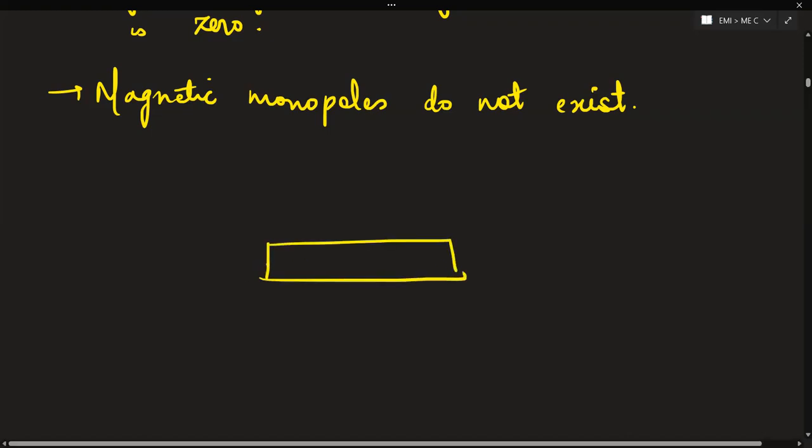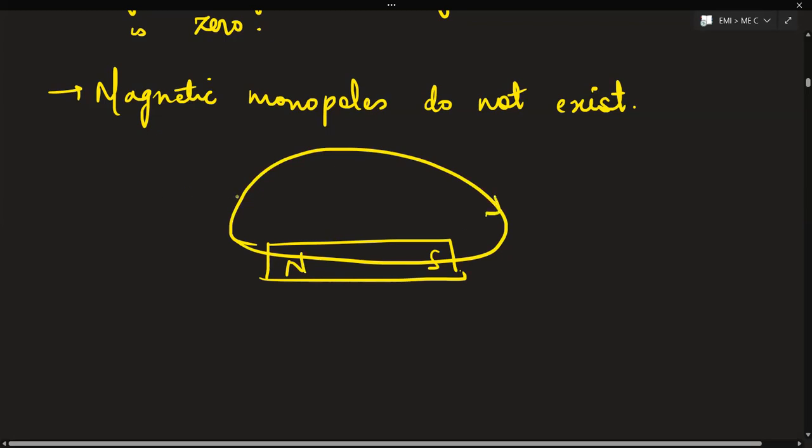Let me give you an example. For example, this is north, south, a bar magnet. A magnetic field line exists. It begins from the north, terminates towards the south, and then from inside it goes from south to north.